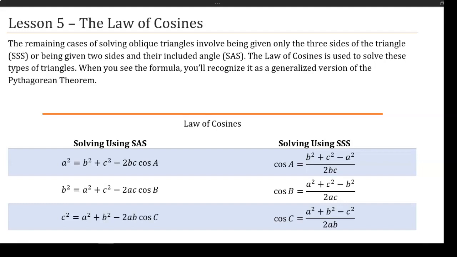So to do the law of cosines, you have to be given three sides, which is the case of side, side, side, or two sides and an angle, which is a side, angle, side. The angle has to be the included angle, meaning that the two sides that we're given make that angle. So we use the law of cosines to either find a missing angle or a missing side in a triangle. And then we use the law of sines to finish solving the triangle.